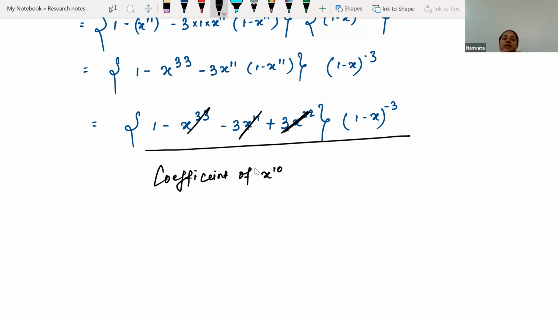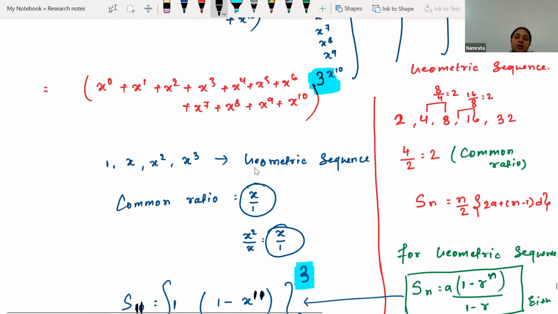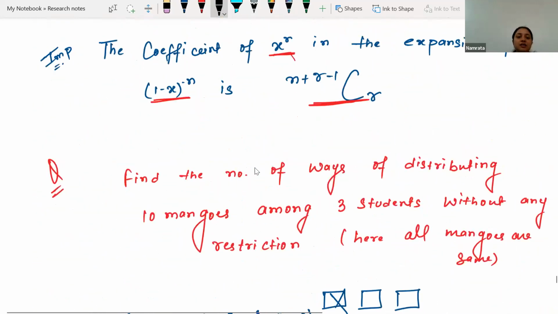So why am I cancelling this 3? Because I want to neglect this 3. Now we have only 1 in the curly bracket, and we have 1 minus x to the power minus 3 over here. If we multiply these two, we will get 1 minus x to the power minus 3.